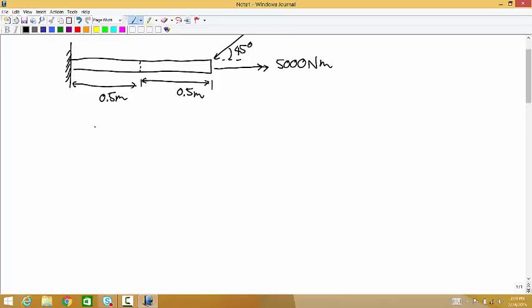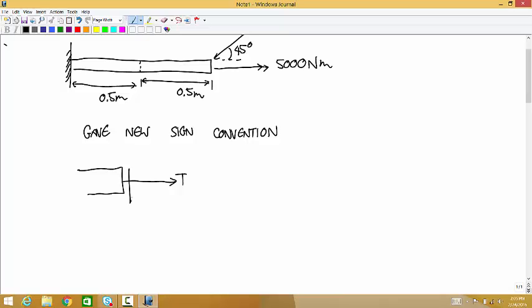So then I introduced our new sign convention that said if you're working this way, so you're looking at the right end, you're working from the left to the right, then a positive tension is going to be that way, a positive shear force is going to be that way, positive bending moment is going to be that way, and a positive torsion is going to be that way. And if you're going the other way, these are all opposite.